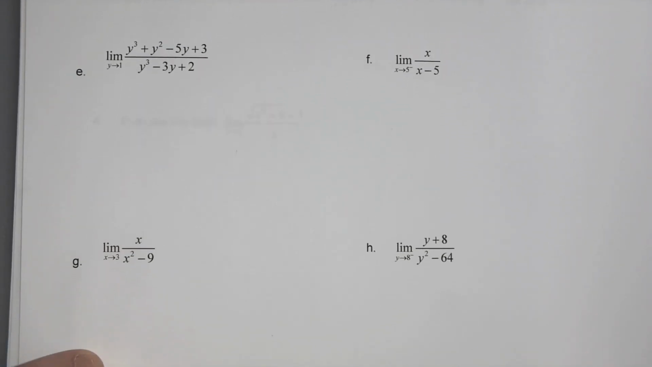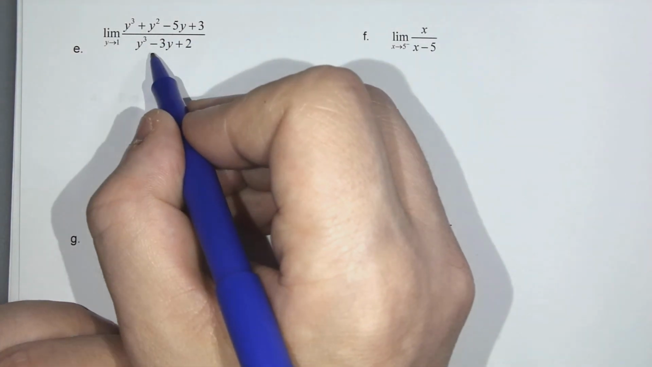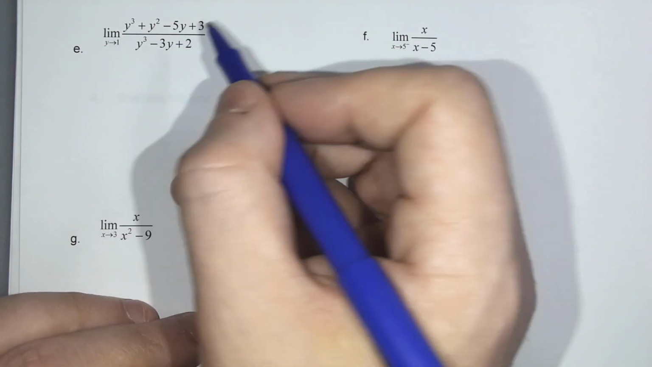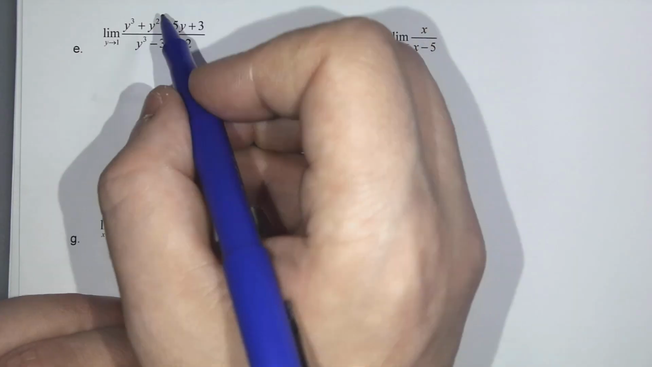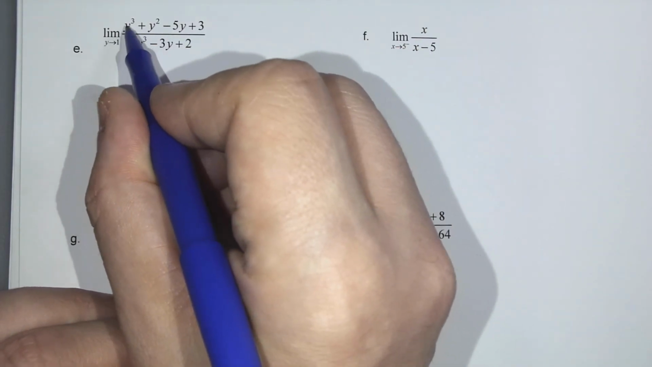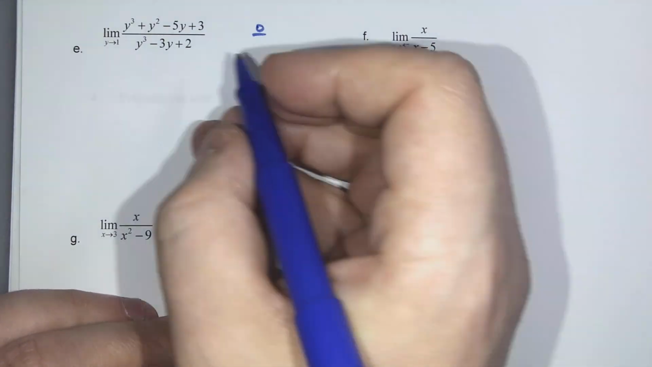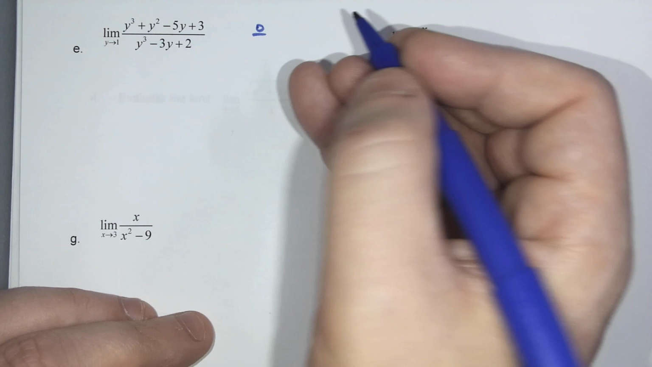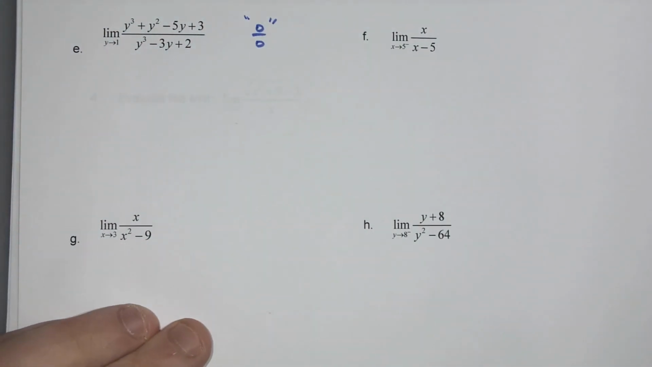Okay, more problems. Let's try this one. Now we have a cubic function over a cubic function, and it is not clear how we could, well, let's plug in 1 first and see if we have to do something or not. 1 plus 1 is 2, 2 minus 5 is negative 3, and then you add 3 is 0. 1 minus 3 is negative 2, plus 2 is 0. So again, it's a do something type of stage.